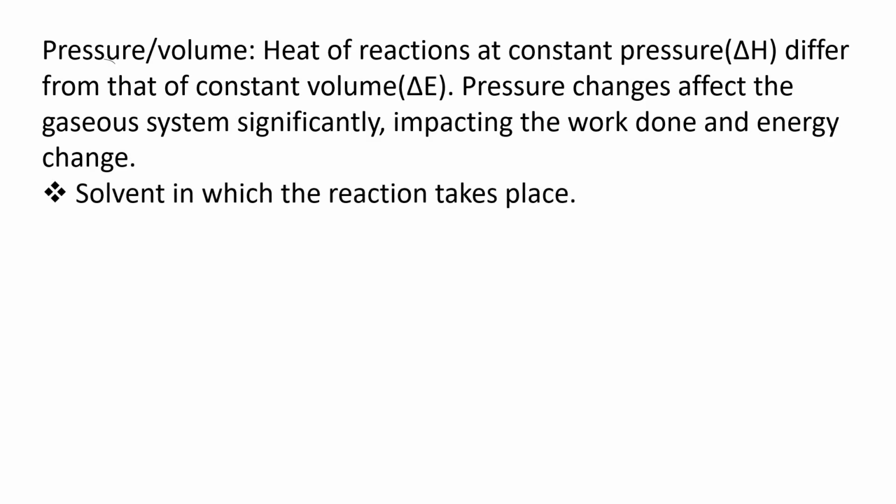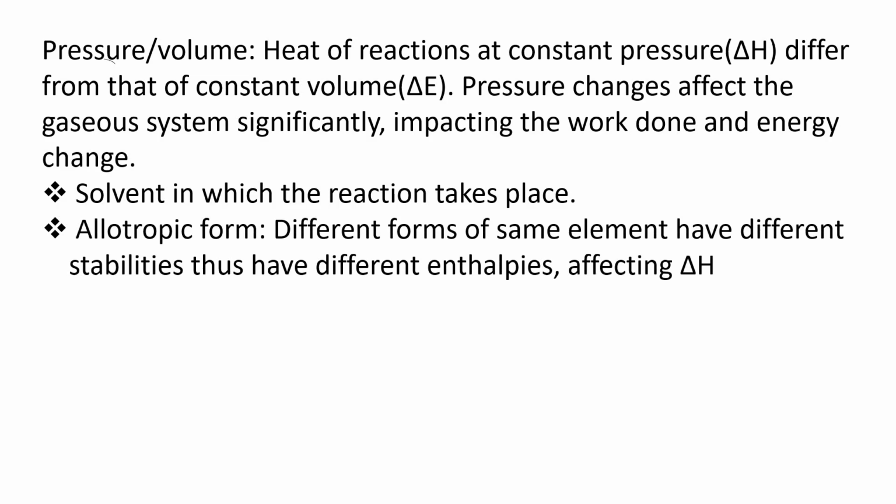Now, the next point is solvent. The heat of the reaction also depends on the solvent in which the reaction takes place. The next point is allotropic form. Different allotropic forms of the same element will have different stabilities and different energy. So when you carry out the same reaction with different allotropic forms of the same substance, the energy difference between the reactants and products will be different, because the reactants will have different stabilities or energy in the different allotropic forms.